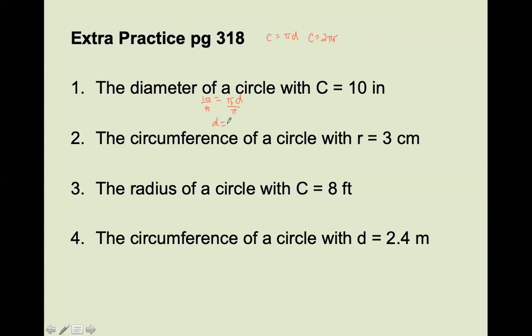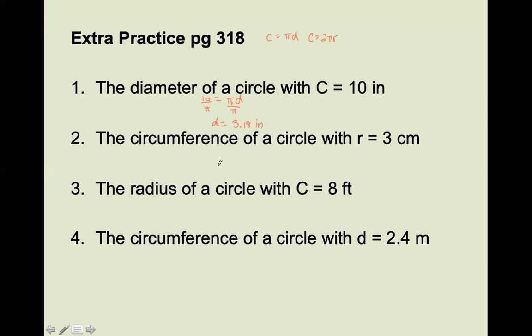They don't tell us what to round to here, so I just rounded to a couple decimal places. So if I do 10 divided by pi, I'm going to get about 3.18, or you could make it 3.2 if you want. And our unit is inches.